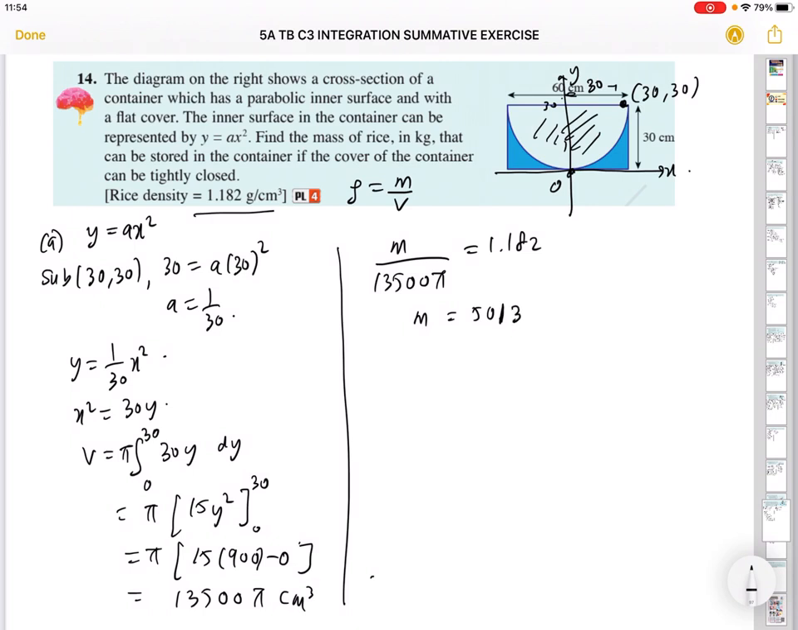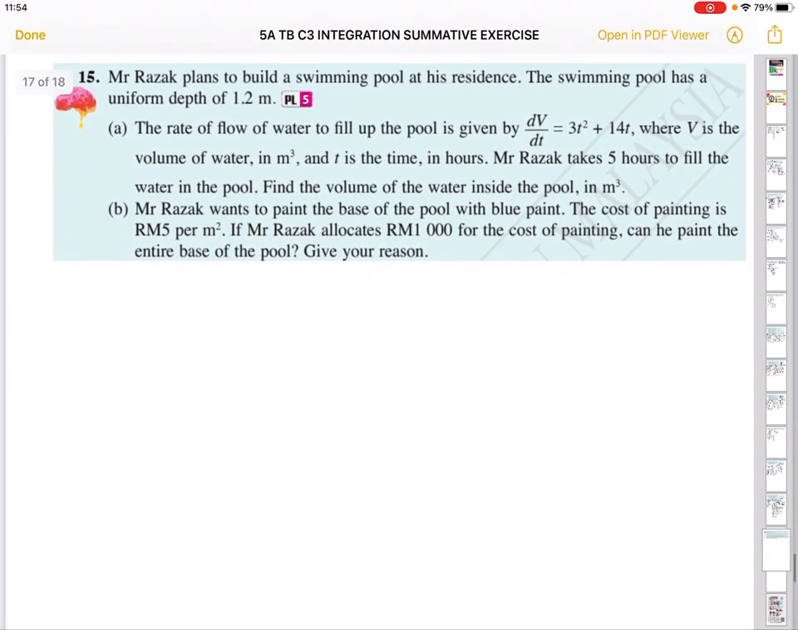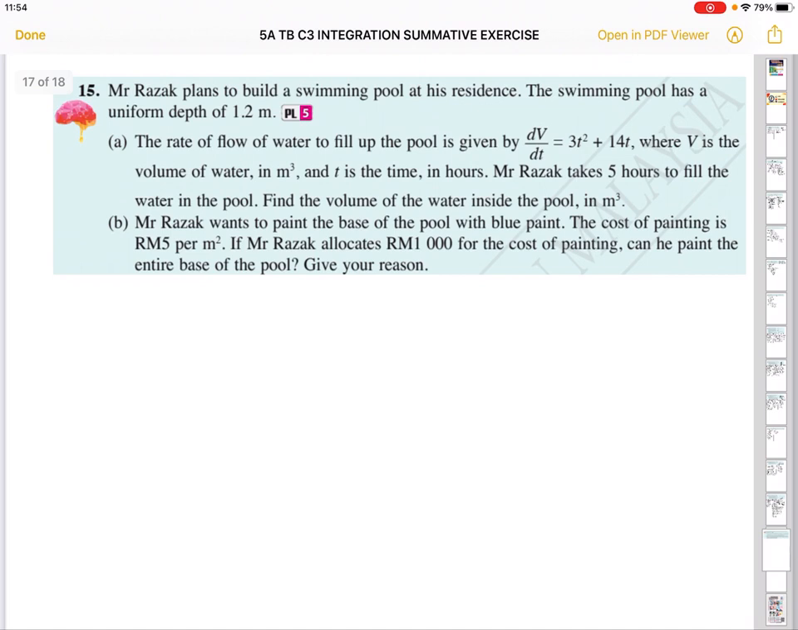All right, next one and the last one. Mr. Razak plans to build a swimming pool at his residence. So the swimming pool has a uniform depth of 1.2 meter. The rate of flow of water dV/dt is given. So we want to find the volume. So we know we have to integrate 3t squared, integrate your dV/dt to find your volume V. This t power 3 divided by 3, cancel out. This will be 7t squared plus c.